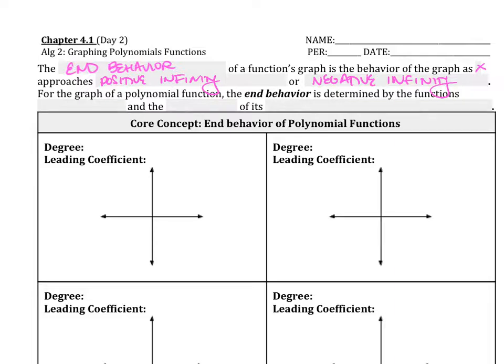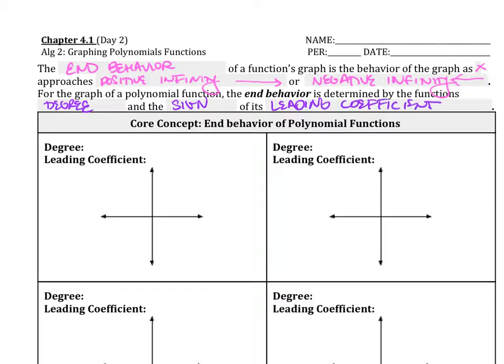So, for example, x is approaching positive infinity, so it's going to the right. The x values are increasing. Negative infinity for x is to the left, as the x value is approaching the left. For the graph of a polynomial function, the end behavior is determined by the degree and the sign of the leading coefficient.